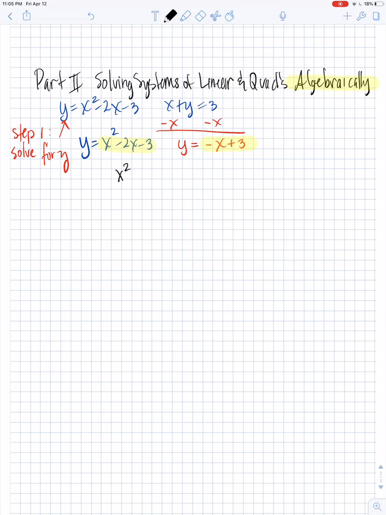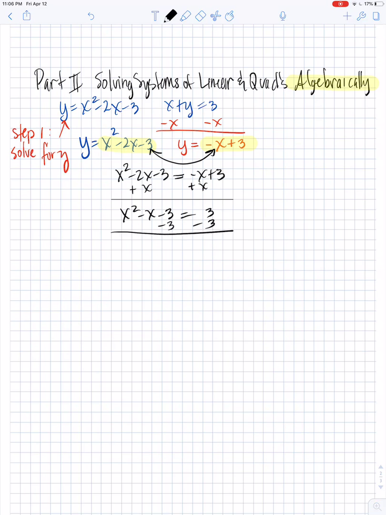We have x squared minus 2x minus 3 equals, well, they equal each other, negative x plus 3. We want to know when they equal each other. So let's use some algebra and bring everything to one side of the equation. We can even do it in steps. That means that x squared minus x minus 3 equals 3, and I'll subtract the 3 and bring that over to the left-hand side. And that's going to leave me with this quadratic. x squared minus x minus 6 is equal to 0.